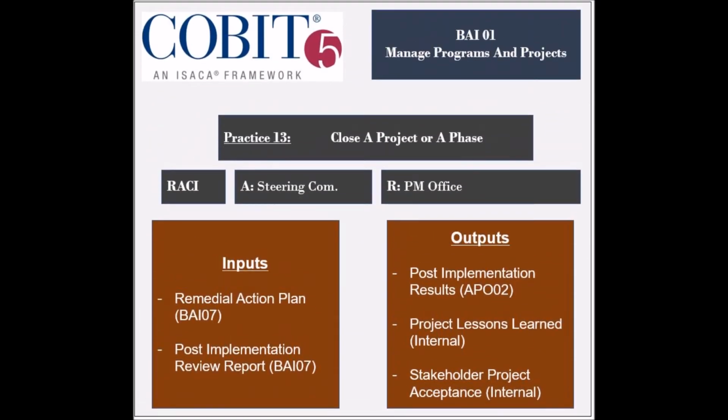The 13th practice is to close a project or a project phase. The entity responsible for this practice is the Project Management Office, while the entity that is held accountable is the Program Steering Committee. The practice receives 2 inputs, which are the Remedial Action Plan and the Post-Implementation Review Report, both from the BAI01 process. It generates 3 outputs, which are the Post-Implementation Review results to be used by the BAI02 process, the Project Lessons Learned, and the Stakeholder Project Acceptance, both to be used internally.